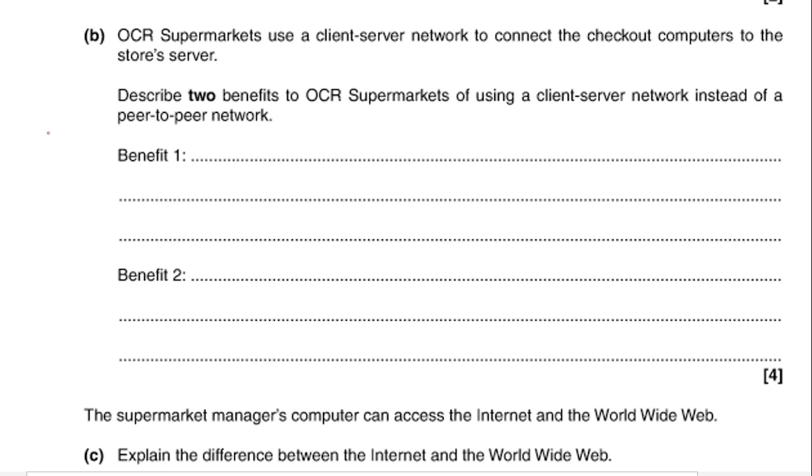For part B, we have another two-pronged answer, except it's worth twice as many marks. We've got 4 marks versus 2 from a previous question. So we have to describe 2 benefits of using a client-server network instead of a peer-to-peer network, and it's for this OCR supermarkets example company, and it's about connecting checkout computers to the store's server. So this is definitely more suitable for a client-server network, where you have your clients, which are the computers, and the server, which is the server, believe it or not.